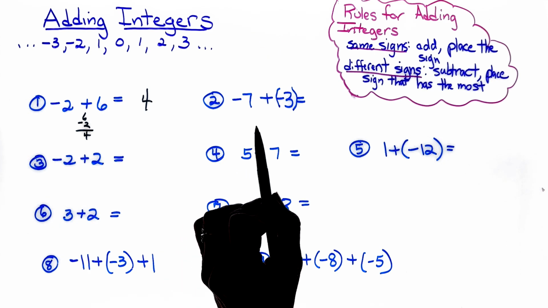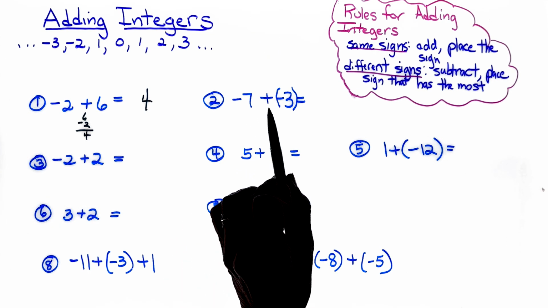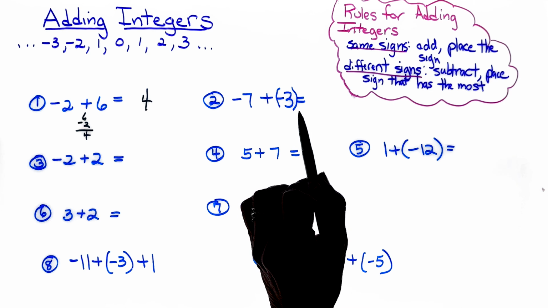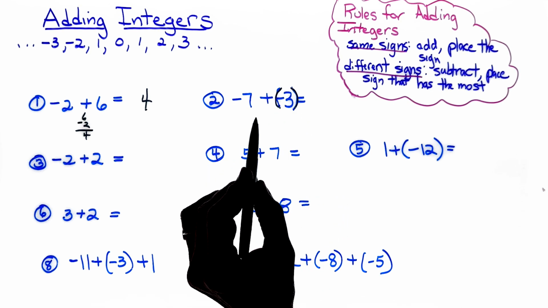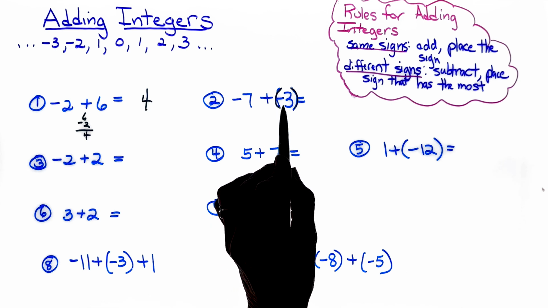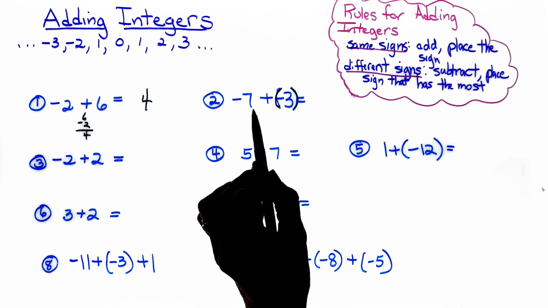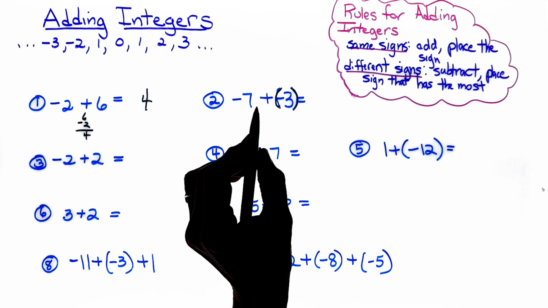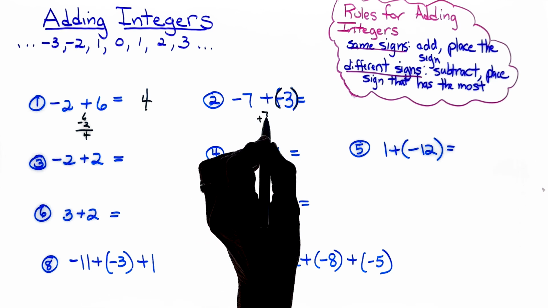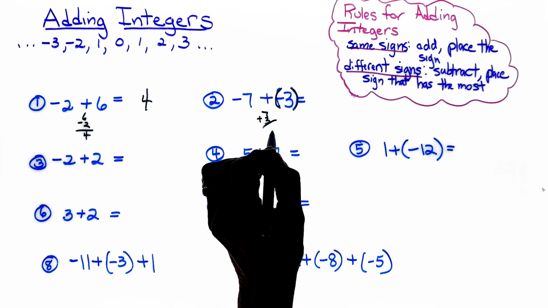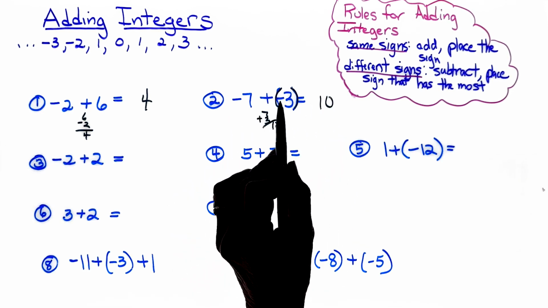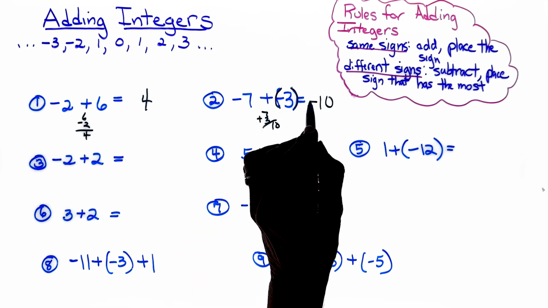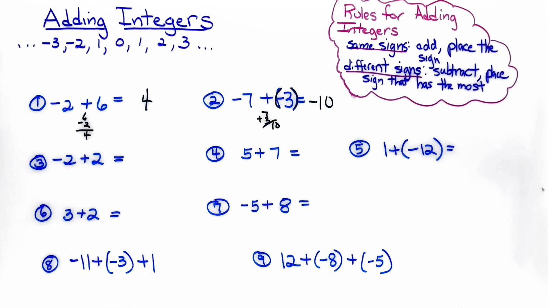Let's look at number 2. We have a -7 plus a -3. This parentheses is really just separating the addition sign and the negative sign. So both signs are negative. So since they're both negative, I'm going to do 7 plus 3. We know that's 10. And when you have both of the same sign, you just place the sign in front.